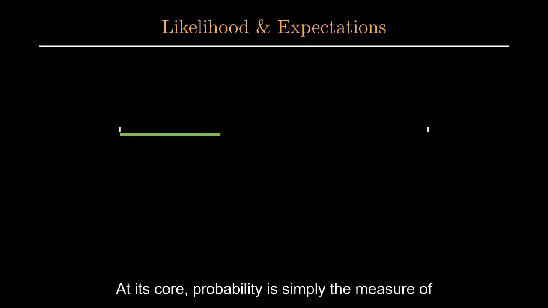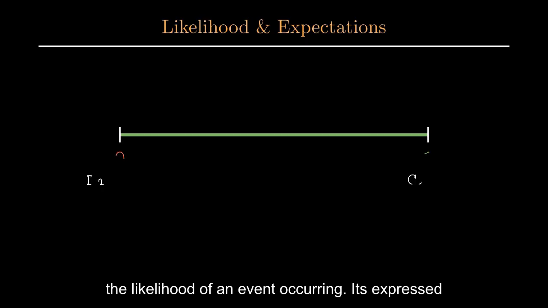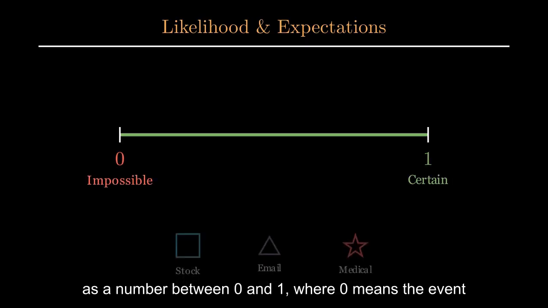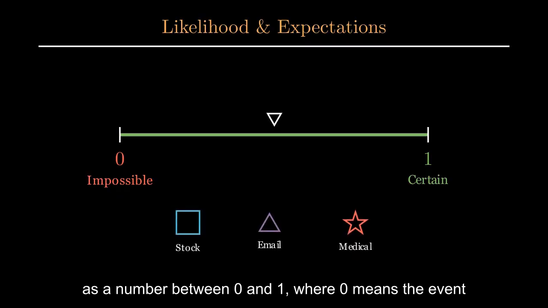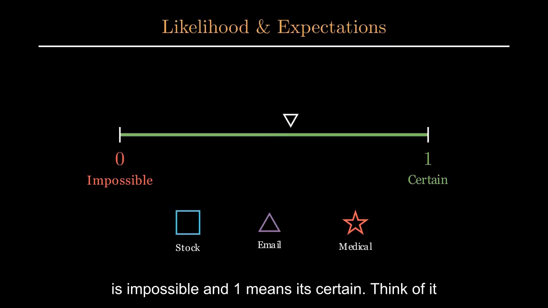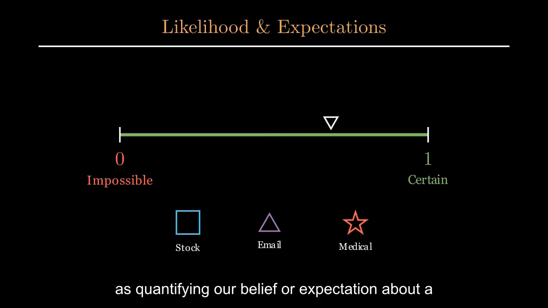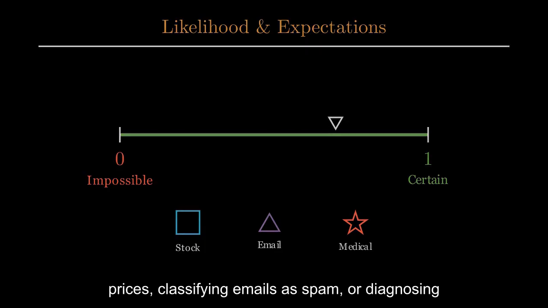At its core, probability is simply the measure of the likelihood of an event occurring. It's expressed as a number between 0 and 1, where 0 means the event is impossible and 1 means it's certain. Think of it as quantifying our belief or expectation about a future outcome. Whether we're predicting stock prices, classifying emails as spam, or diagnosing diseases, we're constantly working with probabilities.